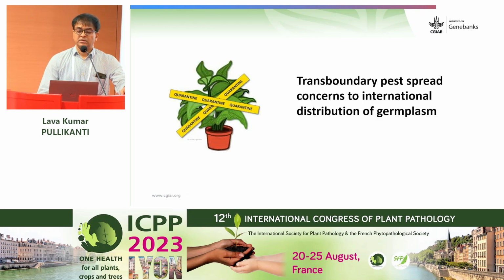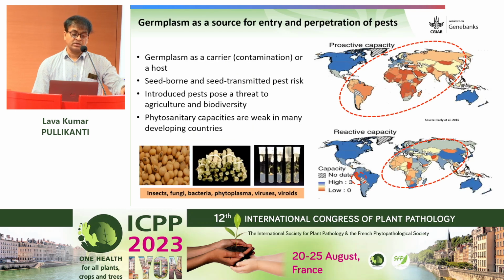But seed distribution comes with its own challenges. Yes, it is very important to have access to quality genetic resources, but at the same time there is a risk that these activities can accidentally contribute to the spread of pests and pathogens, especially those which are seed-borne, because seed is a known pathway for pest distribution, either as a source, as a host, or as a contaminant. Sometimes it serves as a passive carrier. It is indeed a well-recognized risk, and it is a threat both to agriculture and to biodiversity.